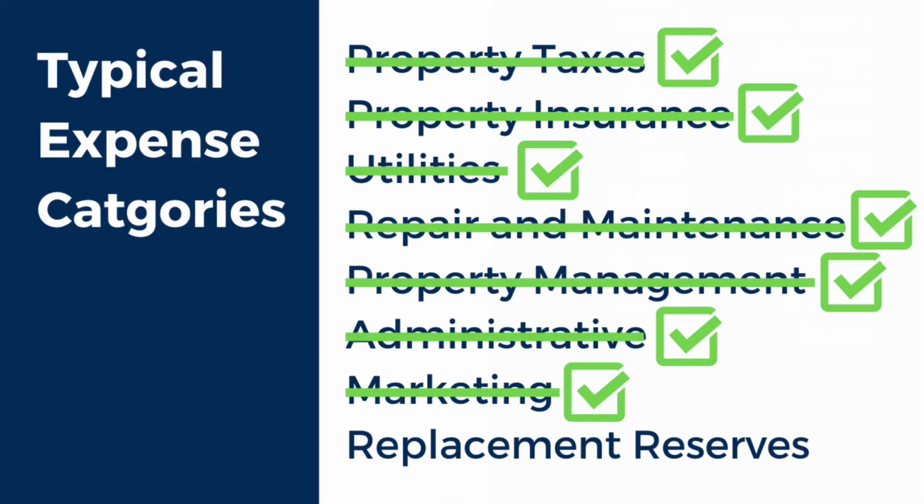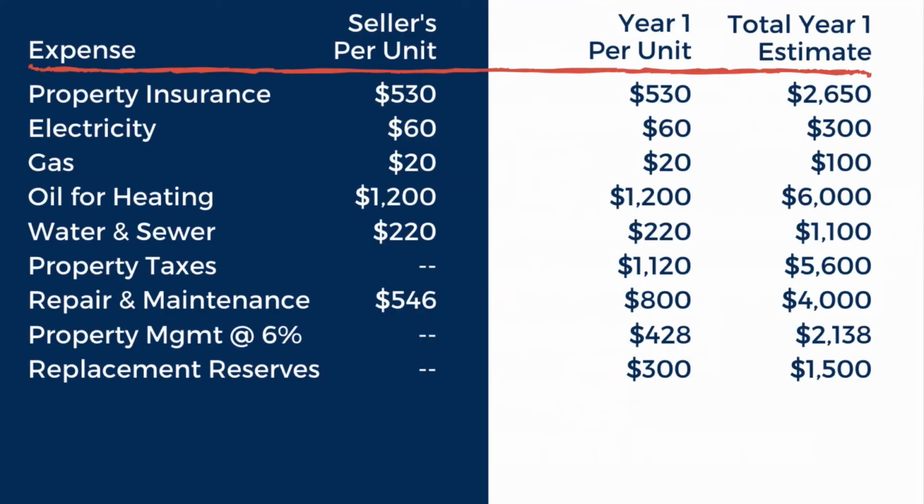And replacement reserves. This is money you set aside for the roof that will one day need to be replaced, the replacement of that oil-powered burner in the basement, parking lot resurfacing, and other stuff. Again, this property was built in the late 1800s, and things will need to be replaced.